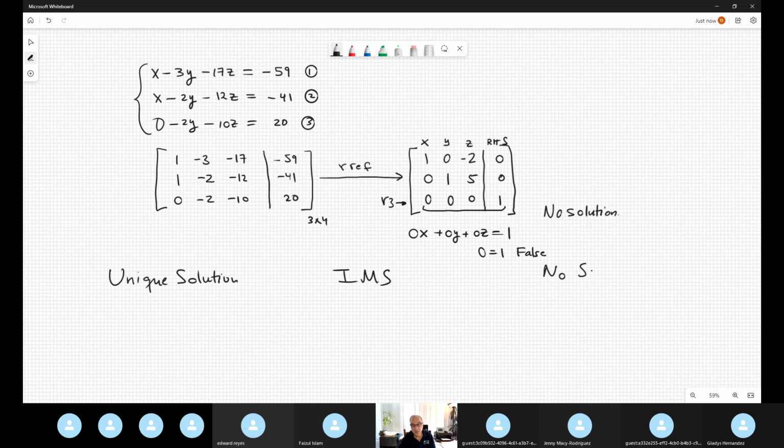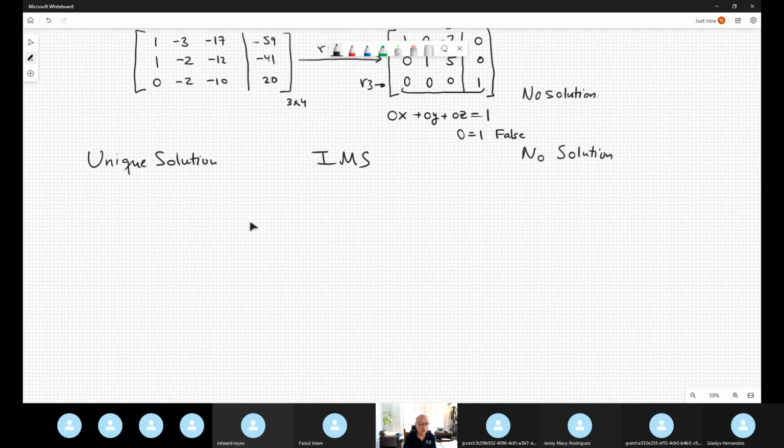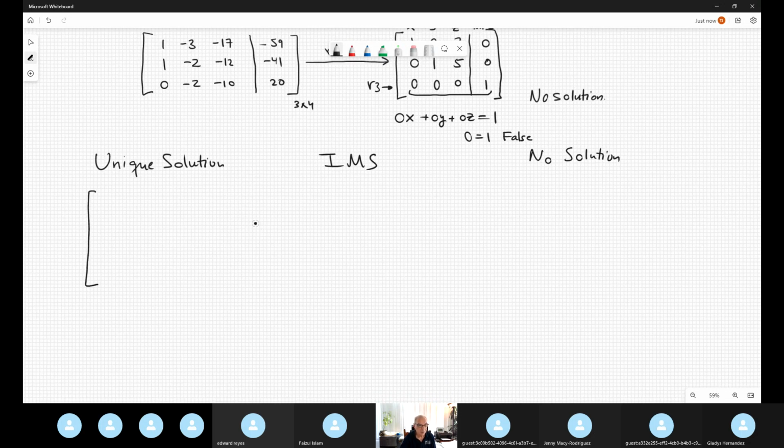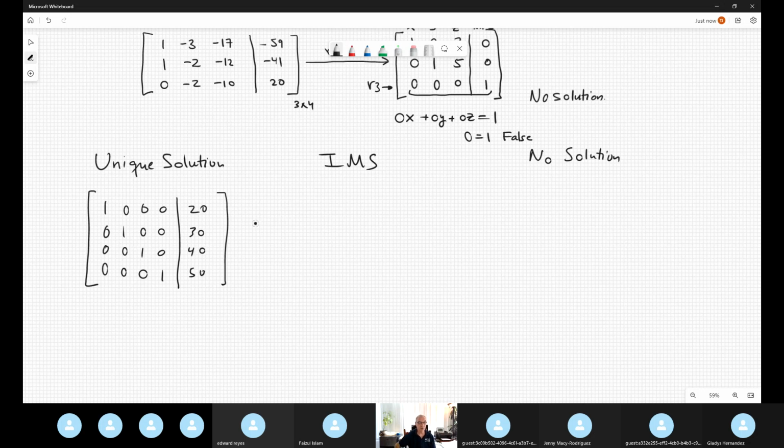I wanted to put a complicated example, but no. Let me put the unique solution. Suppose that we have a system that contains 4 equations. After the simplification and reduced row echelon, you get this: 1, 0, 0, 0, 1, 2, 3, 4, 0, 1, 0, 0, 0, 0, 1, 0, 0, 0, 0, 1, and in the right-hand side 20, 30, 40, and 50. So what is this scenario?